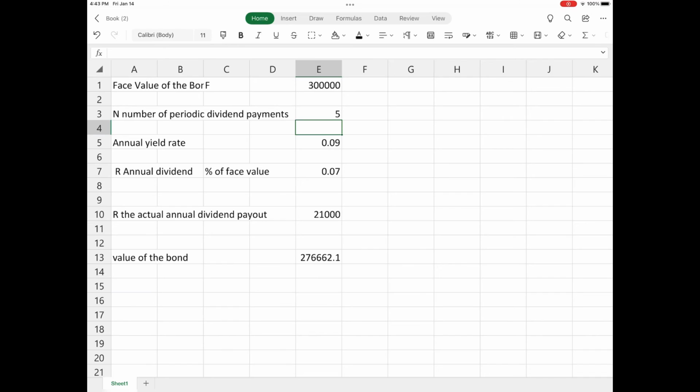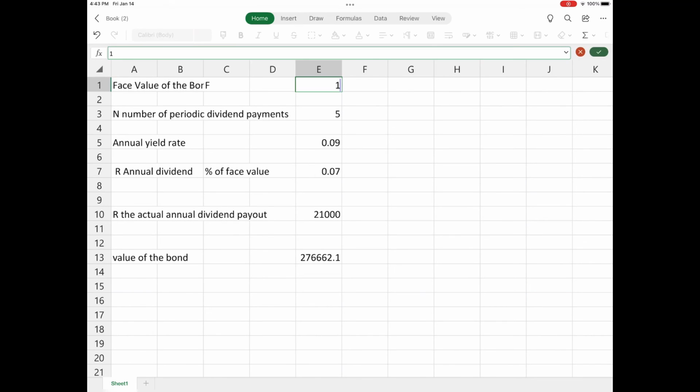I would like you to try this on your own on an Excel worksheet. So once again, let us play around with the face value. Let's take a face value of 10,000. I need, say, 10 payments, n is equal to 10, and the bond will be redeemed after 10 years. What is the purchase price of the bond if the yield rate is 8%?